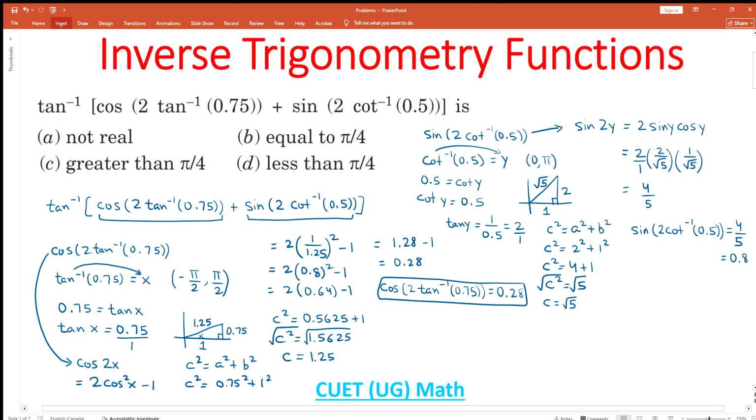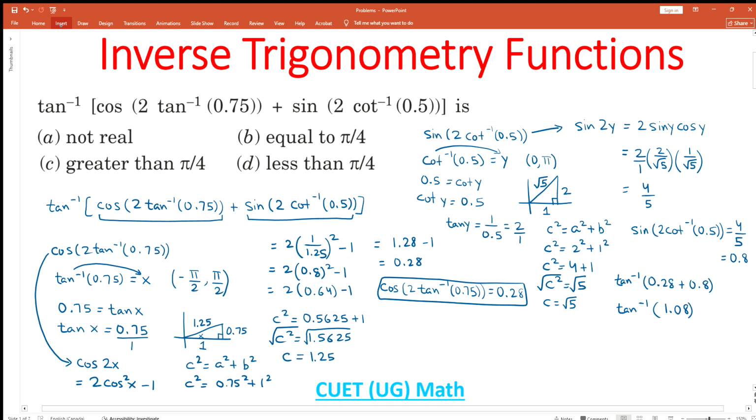So we can write the given expression as tan inverse of 0.28 plus 0.8. We can add the numbers. I get 1.08. We have to find out whether the value of this term is not real, equal to pi over 4, greater than pi over 4 or less than pi over 4.